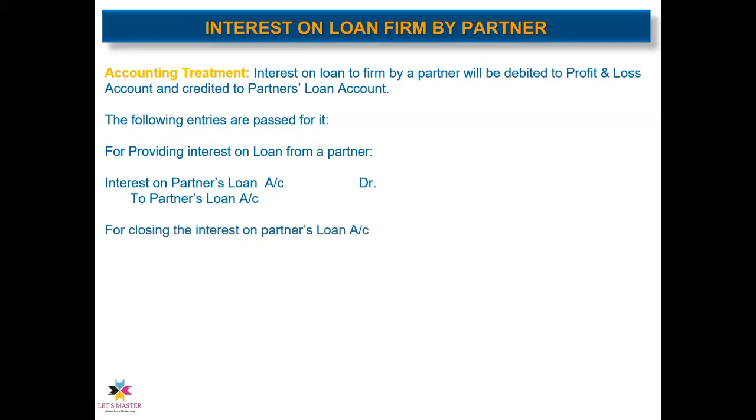And for closing the interest on partner's loan account, the profit and loss account would be debited and interest on partner's loan account would be credited. Thereby closing the interest on partner's loan account, because again, it is a nominal account and balances of all the nominal accounts are transferred either to the trading account or profit and loss account at the end of the accounting period.